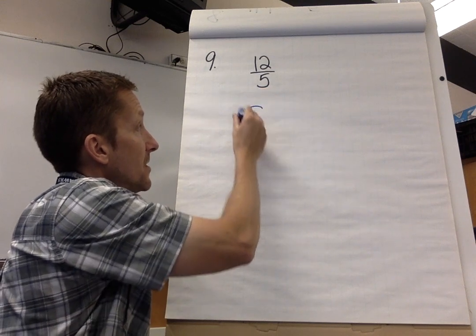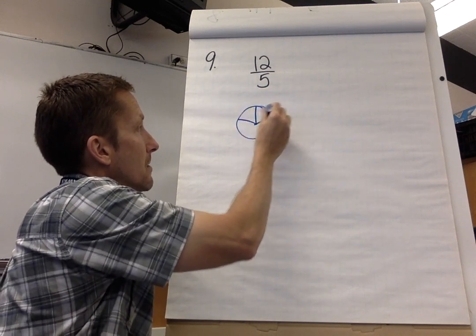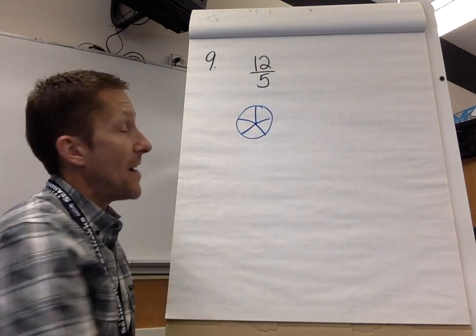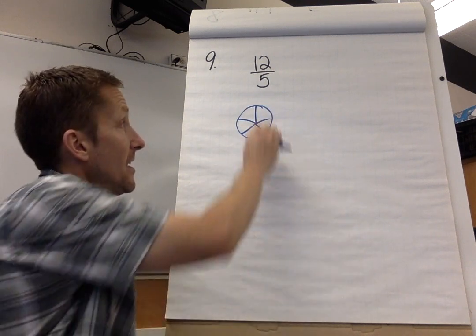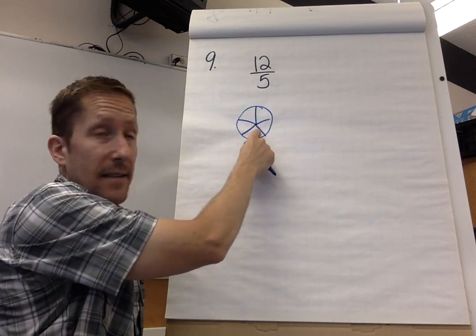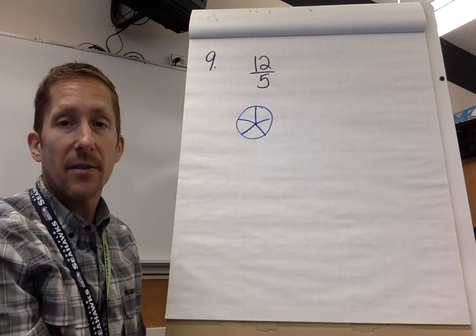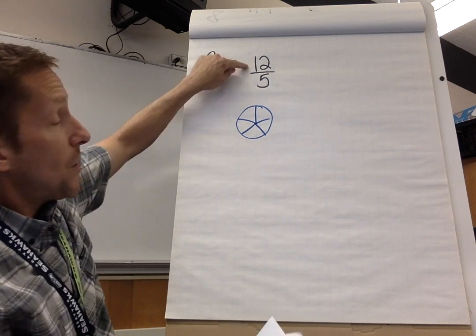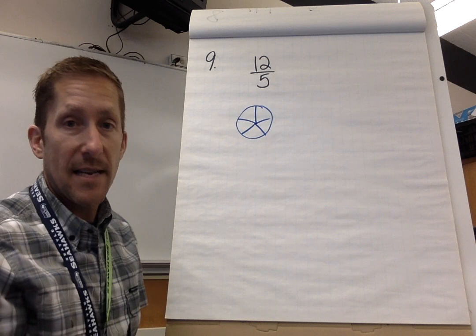That 5, right away in my head I would be thinking, that 5 tells me in 1 whole pizza, I've got 5 slices. If that was a 4, I would have 4. If this was a 10, I'd have 10 slices. If it was 100, I'd have 100 slices. Always start with the denominator. The 12 numerator tells me how many pieces I need to shade in.